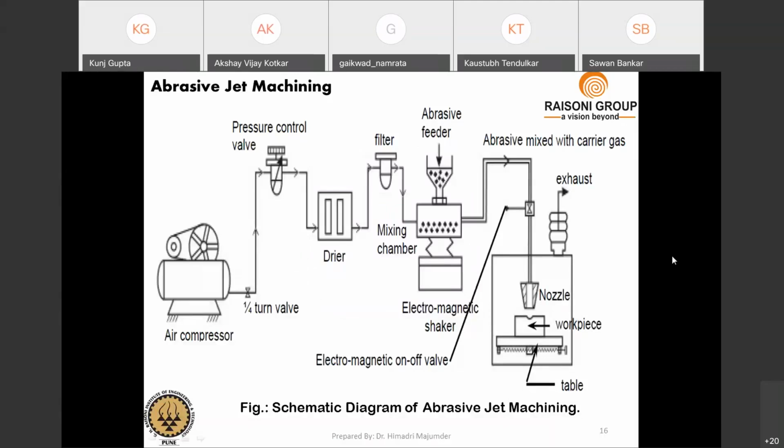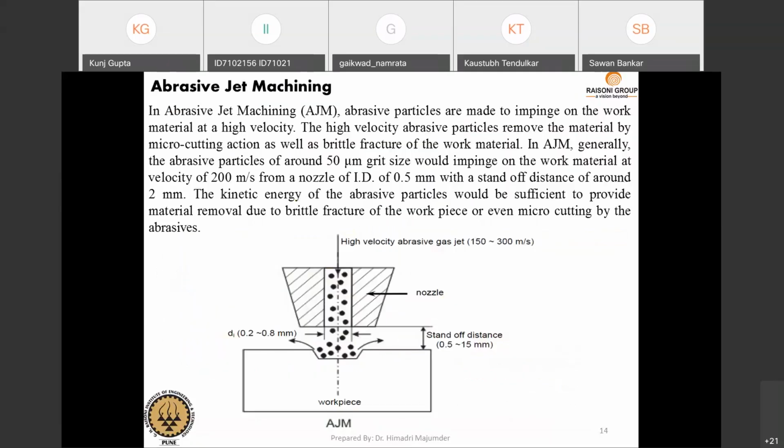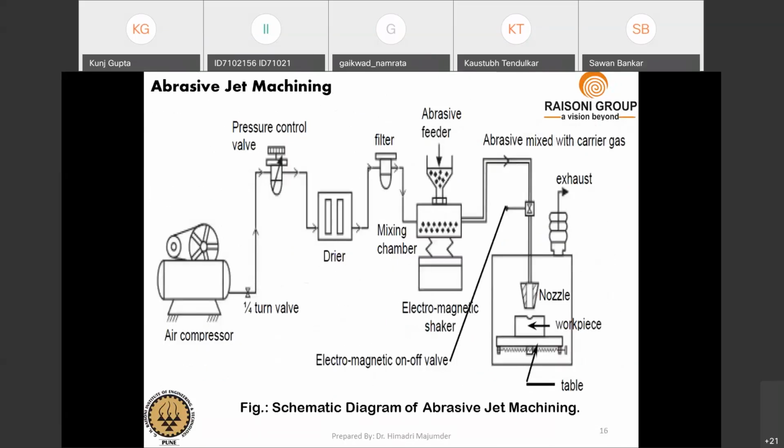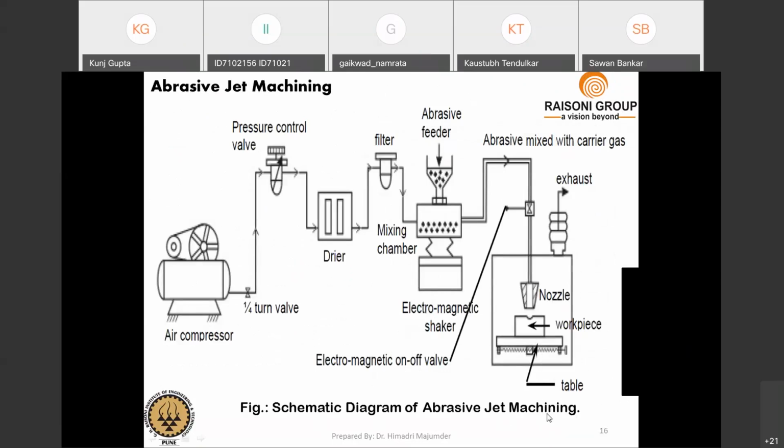So this is our today's section. Today's class I will start with abrasive jet machining. Yesterday also we talked about what abrasive jet machining is and how the material removal takes place, and we also discussed a few process parameters of abrasive jet. Today we will first see the schematic diagram, meaning how abrasive jet machining works. So here it is, as you can see on the screen, the schematic diagram of abrasive jet machining.